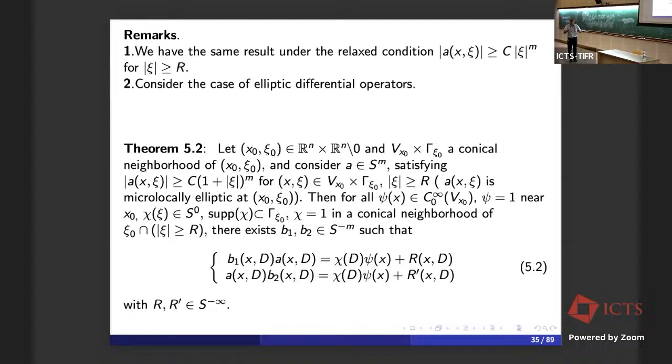These are the same calculus. The detailed calculus are in the notes. The strategy is exactly the same. You can add some functions to have a globally elliptic operator, you calculate the parametrix and you will find two terms, this result and a remainder that is infinitely smoothing.